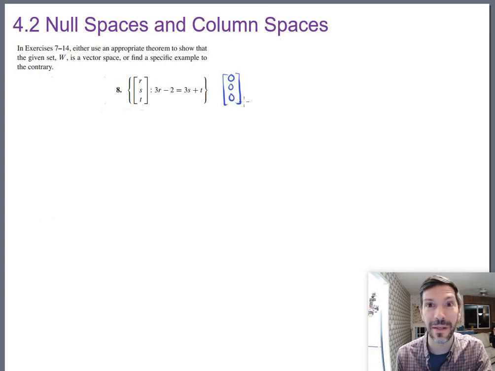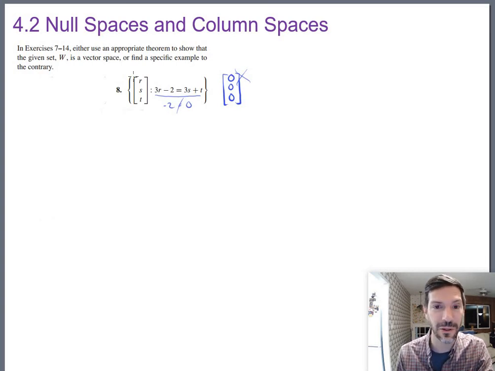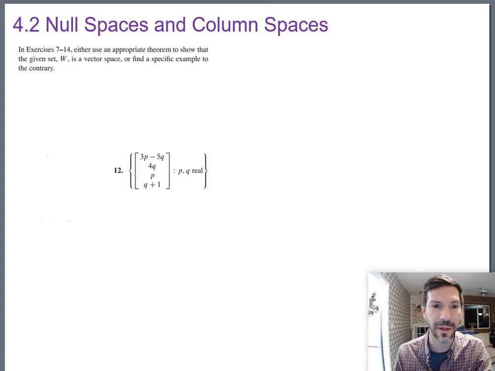We found a specific example to the contrary. So is it true that if R is 0 and S is 0 and T is 0 that this equation will be met? Let's see, that'll give you 0 minus 2, so negative 2 equals 0. Nope. Okay, that's it. We're done with number 8. We just checked to see if the 0 vector was in the set, and it's not. As soon as you fail one of the 10 conditions, it's not a vector space. You could maybe check some of the other 10 conditions too, but that's just the one that seemed easy to me. It's the one that came to mind first anyway.